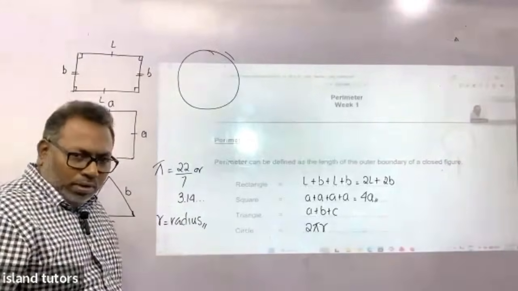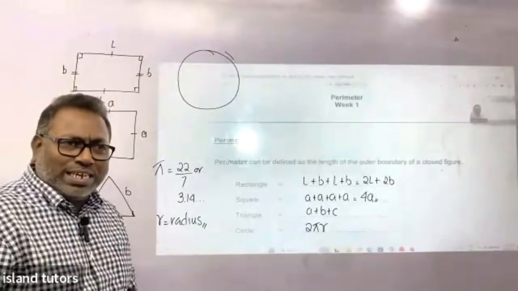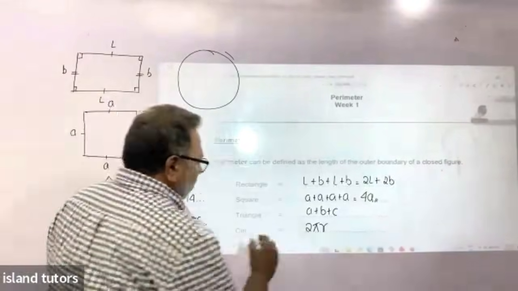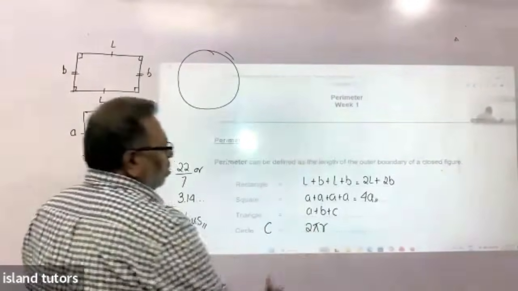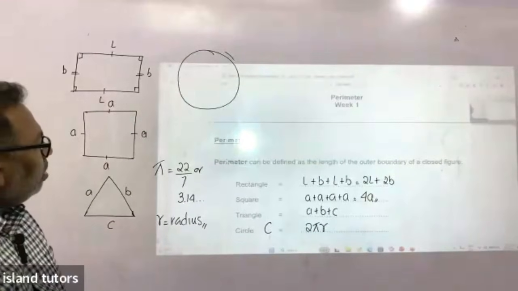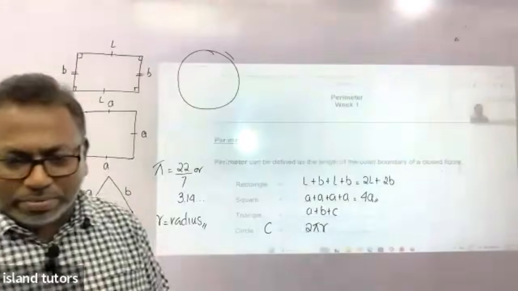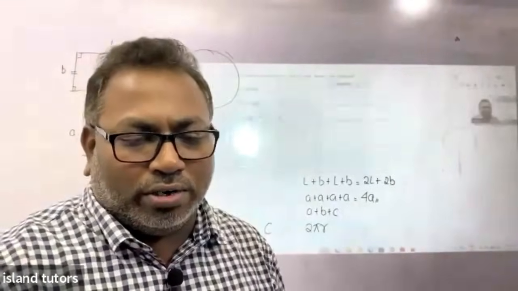Right. So for a circle, the perimeter of a circle, which is the same as the circumference, the circumference is equal to 2 pi r. Okay. That is your definition of perimeter. All right. Let's move on.